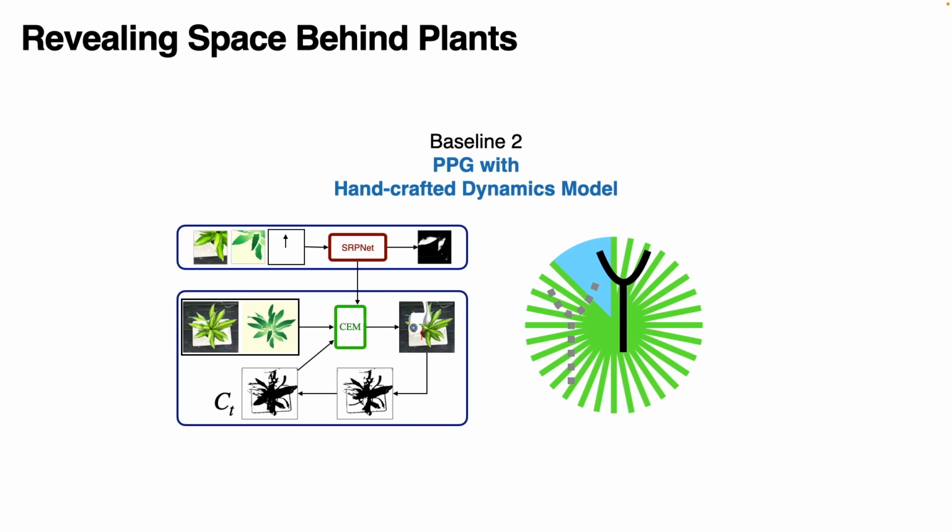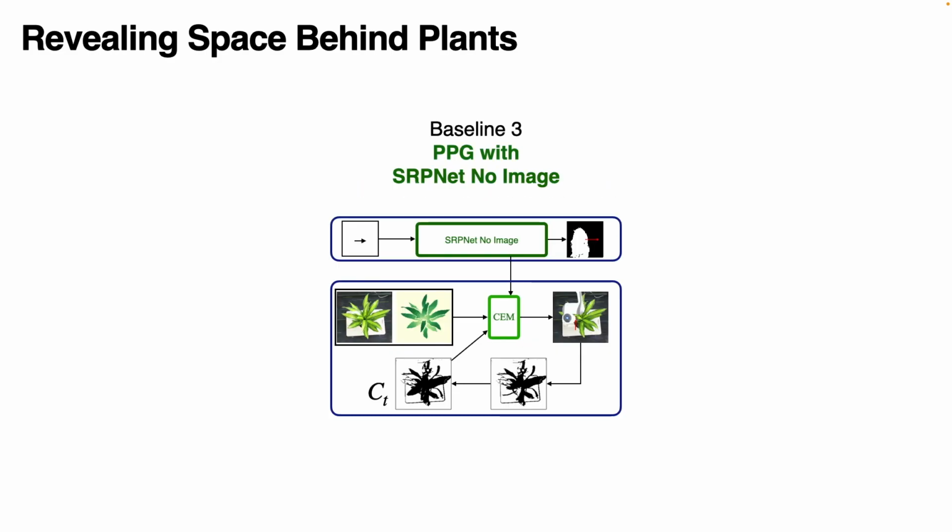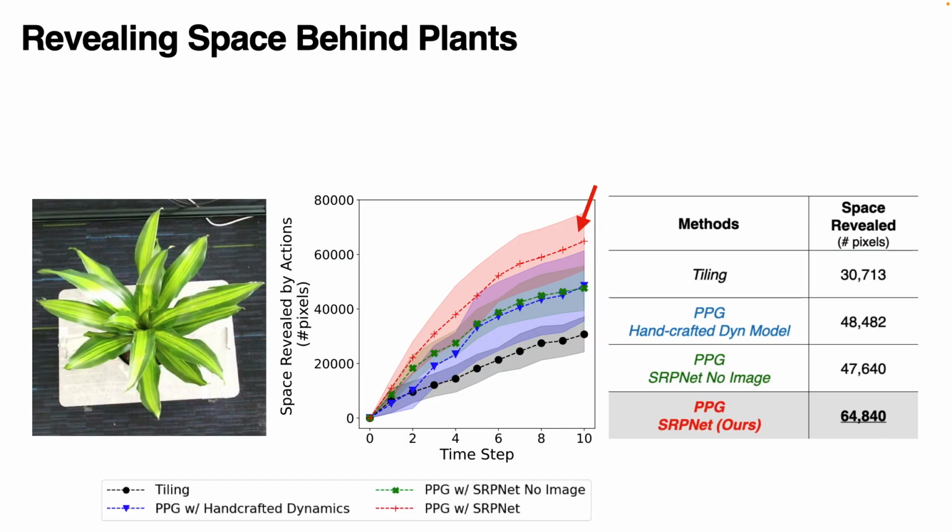For the second baseline, we replace SRPNet in PPG with another model for predicting where space is revealed. This is a handcrafted dynamics model. After executing the action, shown as the red arrow, the induced free space is shown in blue. Similarly, for the third baseline, we replace the full model with an ablated version of SRPNet that does not take an RGBD input.